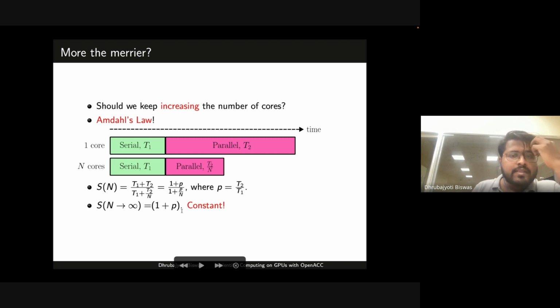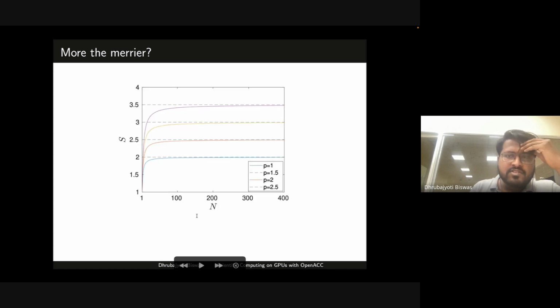It is not the case that if you keep on increasing the number of cores in the system and run your program on it, the speed up will keep increasing by a factor of n. After increasing it to a certain point, it becomes limited by the amount of serial portion of the work. So if you plot S as a function of n for different values of P, it looks like this: there is a sharp increase in speed up for small values of n, but then it saturates for larger and larger values of n.